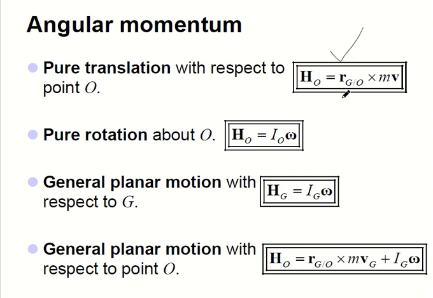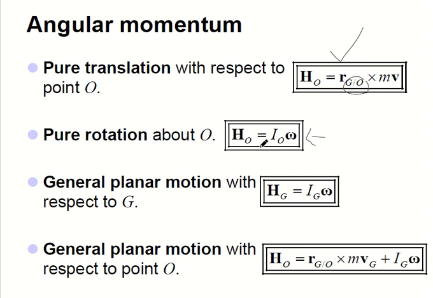For pure translation, we use this equation, which you have already studied. The only thing we change is this term with respect to the point O, and since you're dealing with the mass center, we also have G. So we put that in here at the same time. Your angular momentum is equal to r_G/O times mv. Pure rotation is just rotation, so therefore we can do the rotation.